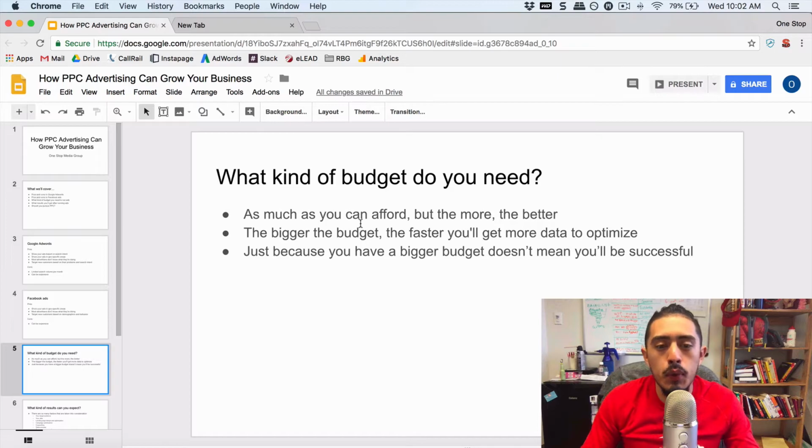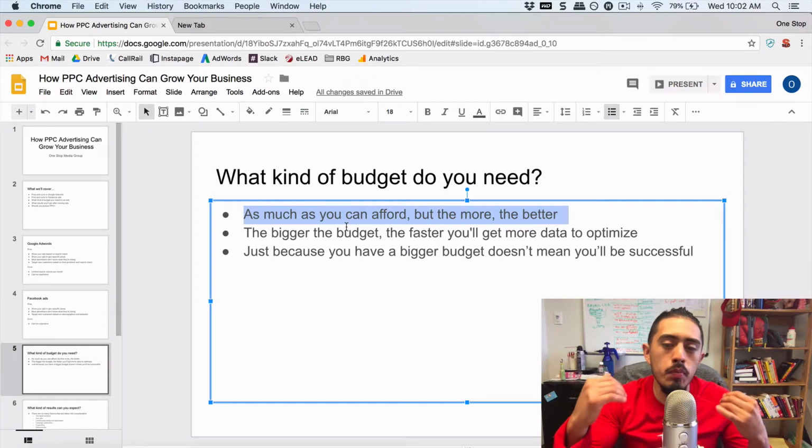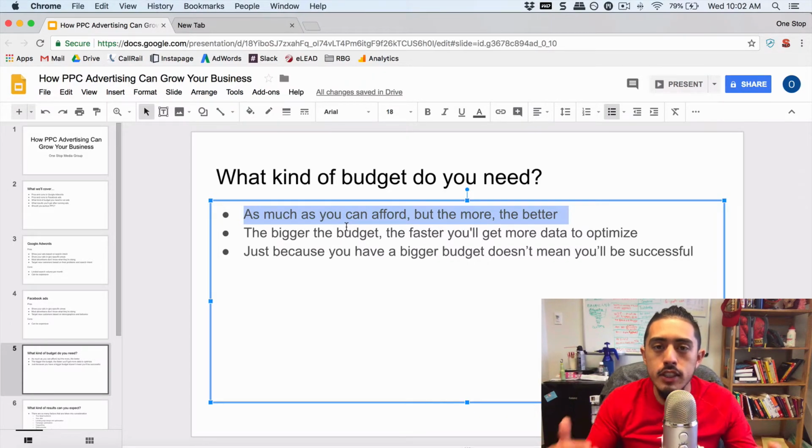So moving on, a big question is, what kind of budget do I need in order to run ads? The straightforward answer is as much as you can afford, but the more the better. Because the more money you can put into AdWords or Facebook, the more data you can collect at a faster rate. If you're spending just $1 a day or $5 a day, it's going to be a lot different than if you're putting in $50 or $75 a day. The more you put in, the more data you'll receive at a quicker rate, and the faster you'll be able to make those changes.